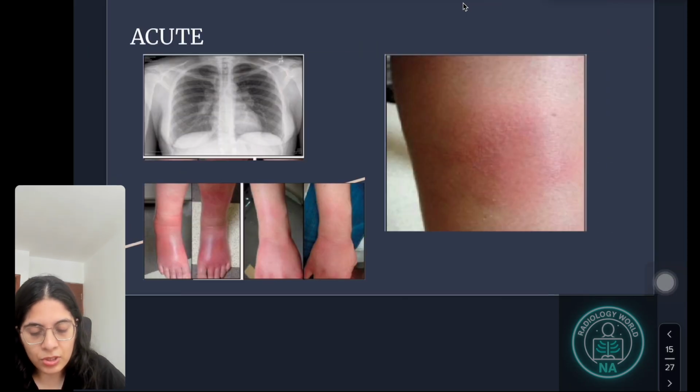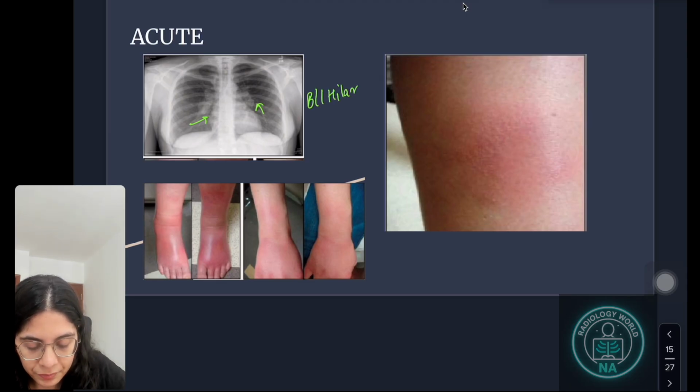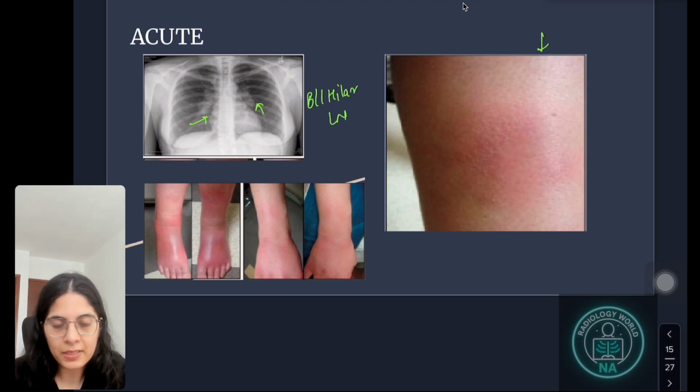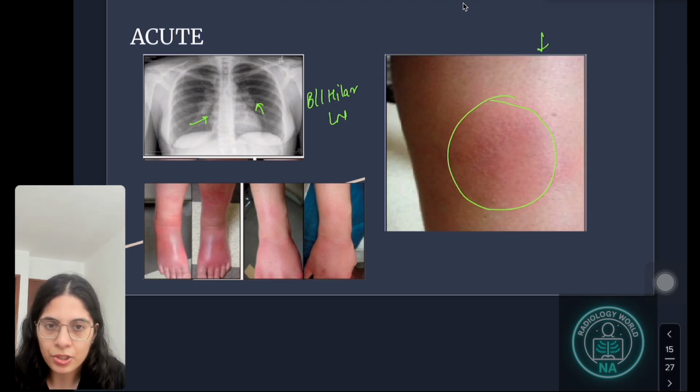With this, you need to know that sarcoidosis can also present in an acute form. What I have given over here is again the same favorite X-ray of sarcoidosis, which is your bilateral hilar lymphadenopathy. Another thing over here is a lower leg image, basically the shin, the anterior part of your leg, and you can see that there is a red inflamed lesion over here. It looks a little bit like cellulitis, but it's not cellulitis.